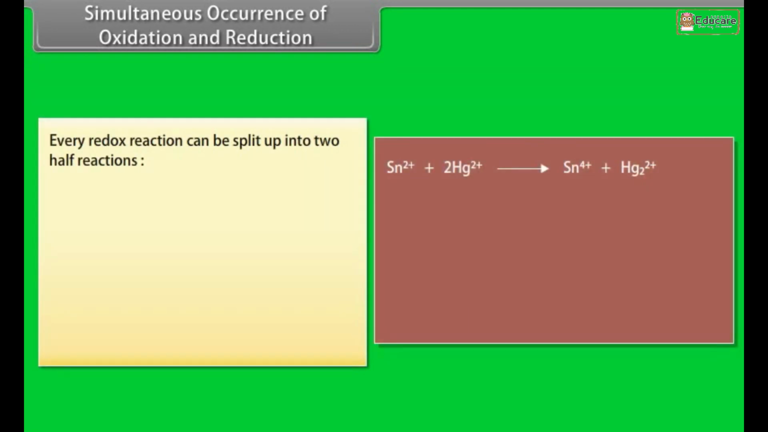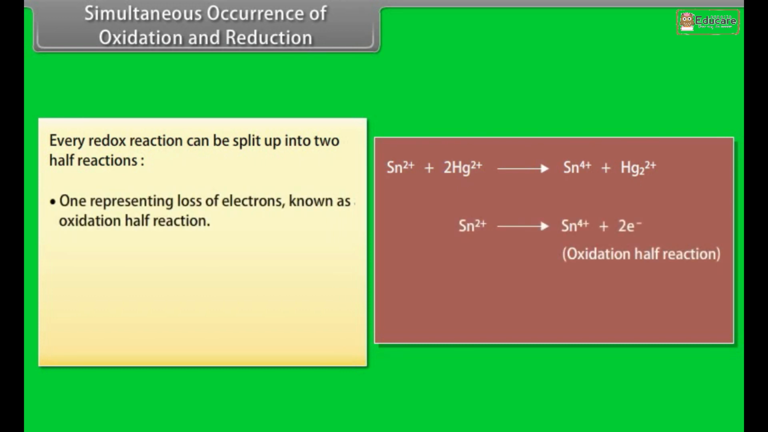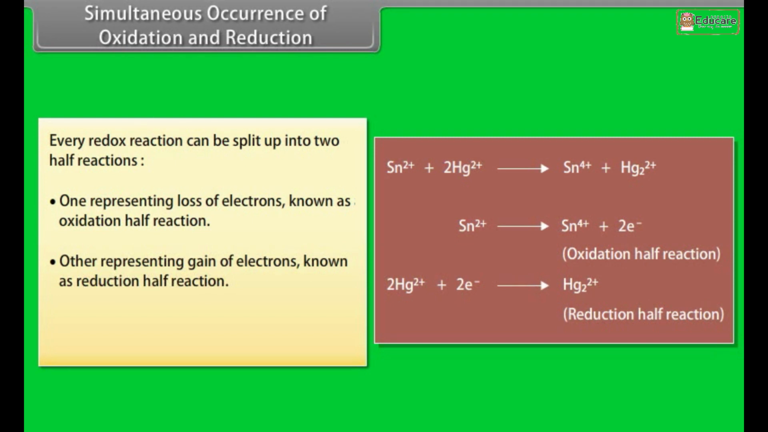Every redox reaction can be split up into two half reactions. One represents loss of electrons, known as the oxidation half reaction. The other represents gain of electrons, known as the reduction half reaction. The reaction can be split into half reactions as Sn2+ gives rise to Sn4+ plus 2 electrons. This equation is the oxidation half reaction. And 2Hg2+ plus 2 electrons gives rise to Hg2 2+. This equation is the reduction half reaction.